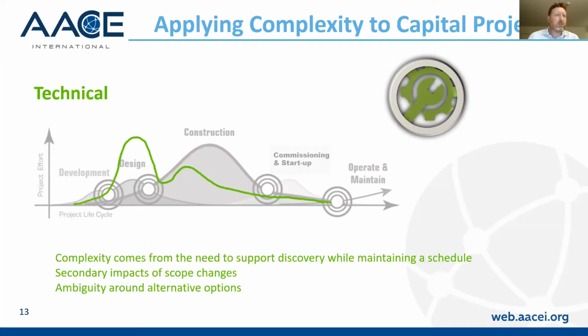Technical would look a little bit different. So complexity coming from the need to support discovery while maintaining a schedule, the secondary impacts of scope changes, and ambiguity around alternative options would create a different risk profile of complexity on this project.